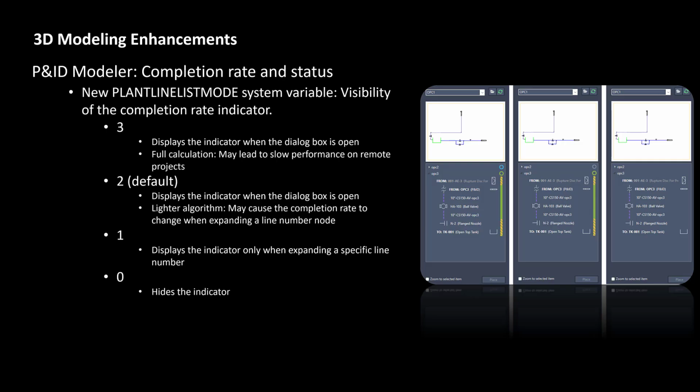The image in the middle shows PLANTLINELISTMODE set to 1. The collapsed line is shown in gray and no completion rate has been calculated. When you expand the node, the color changes to blue or green depending on the completion rate.